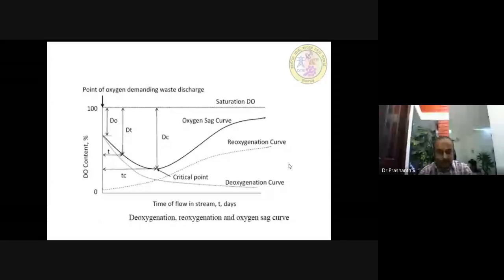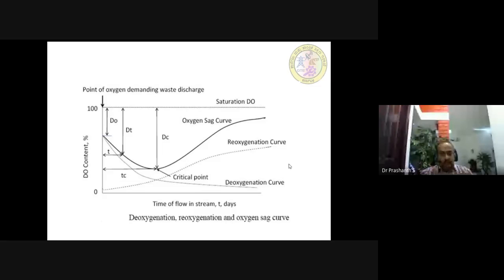See here, this is a curve showing de-oxygenation, re-oxygenation, and the oxygen sag curve. Again, whatever we discussed in session 4 about self-purification of a stream, which takes place by physical and chemical forces, we are understanding that here. Initially, on the x-axis we have the time of flow in the stream in T days, and on the y-axis is the DO content in percentage.